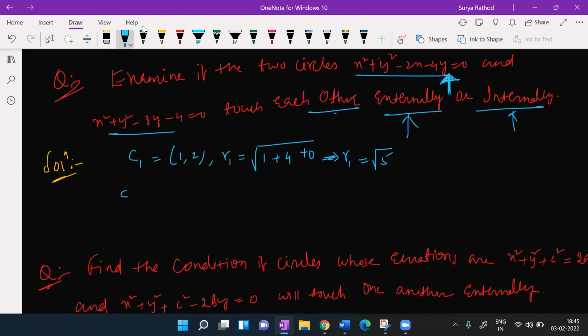Correct? Now, what is center 2? What is the center of the second circle? Center 2 is nothing but the center of the second circle, right? So what is the second circle's center?